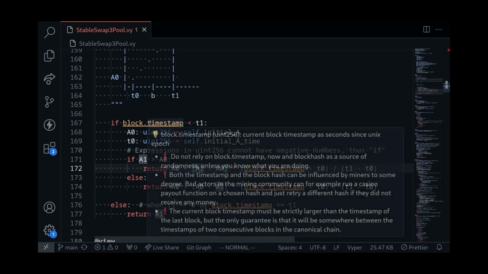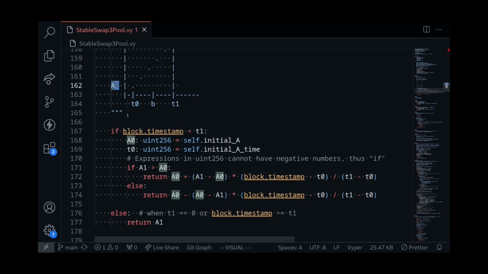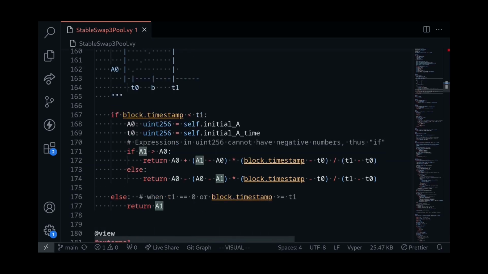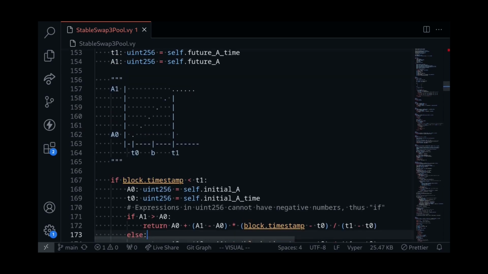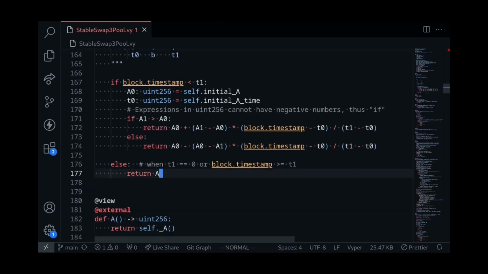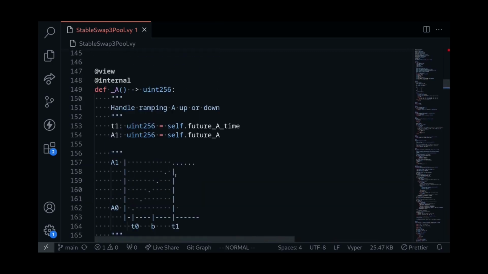At time T0, we see that the A parameter returns A0, and at time T1, the A parameter returns A1. And anywhere in between, this block, timestamp minus T0 divided by T1 minus T0, is a fraction that is less than 1. So the A parameter that is returned will be some number between A0 and A1. And that's how this part of the code works. This part of the code works almost exactly the same, except the current A parameter gradually decreases to the new parameter A1. Otherwise, if the current timestamp is greater than or equal to T1, then it returns A1. So that is how the A parameter is calculated.